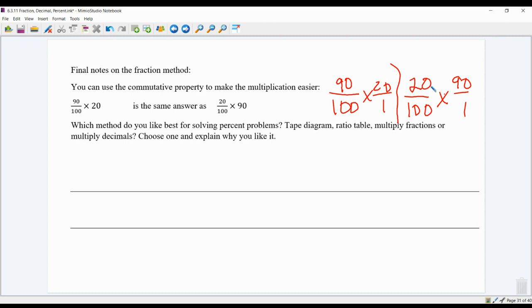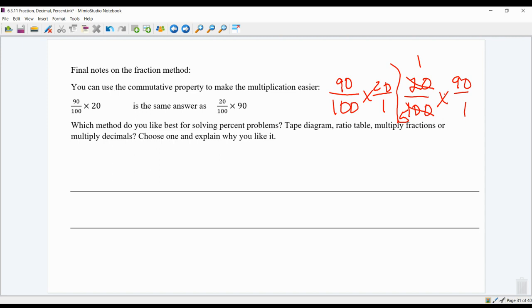So if I simplify and I divide by 20, I get 1. And if I divide by 100, 100 divided by 20 is 5. Now when I multiply across, it's easier. Just want to show you that that's an option that means the same thing.